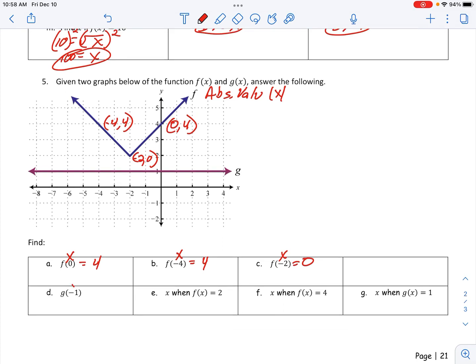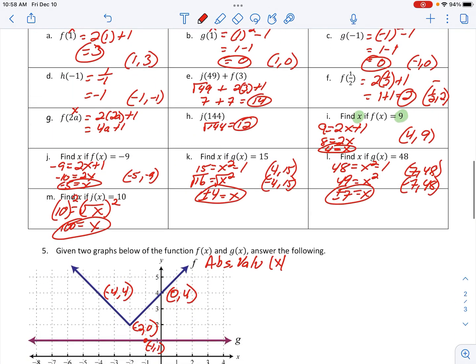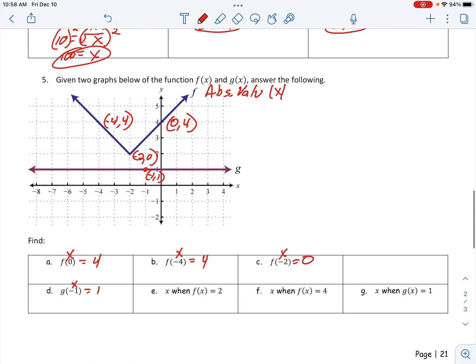Letter D is the same way. The only difference is now they want you to use the other graph, where it is G. So I go to x is -1, and I go up. At x is -1, I get this location of -1, 1. So the y value is 1. So it's very similar. In some regards, it's quicker than what we did on number 4, because you just have to look at the graph.